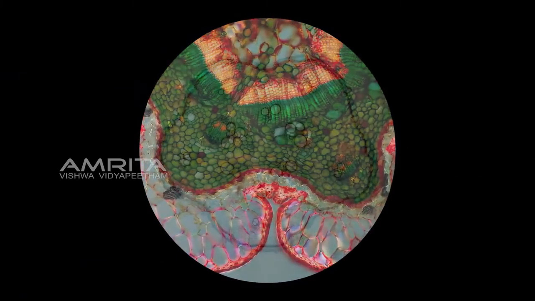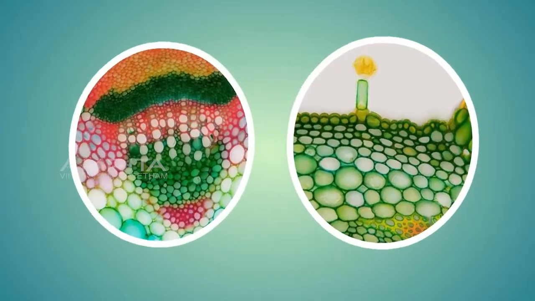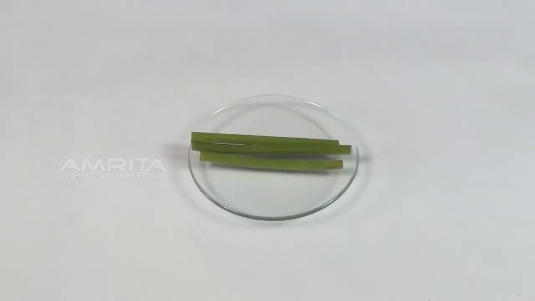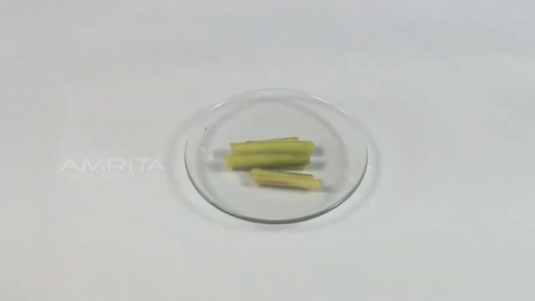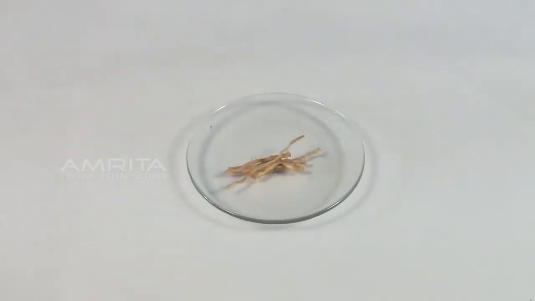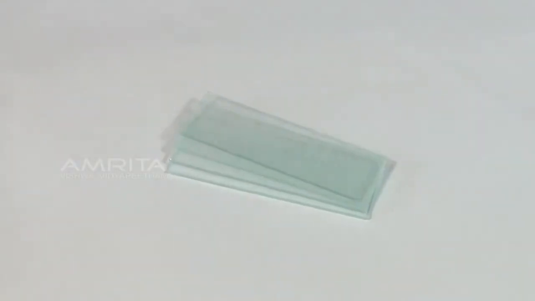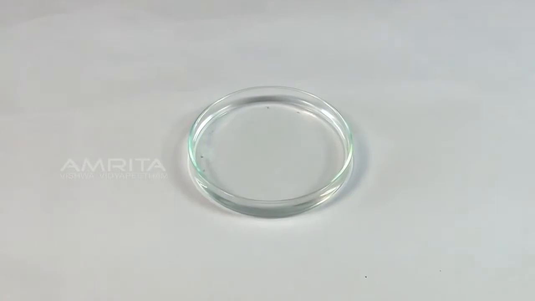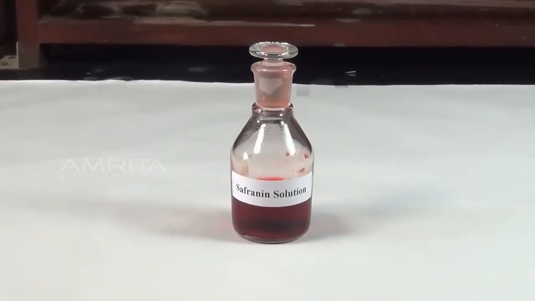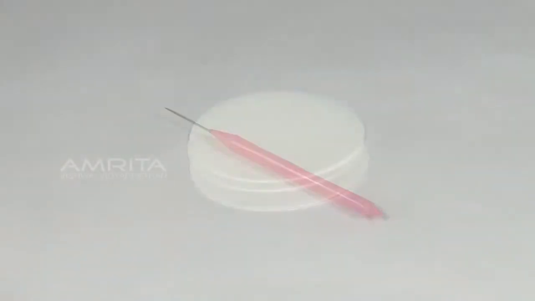To examine the tissues clearly, it is desirable to stain the section with suitable stains, as different stains color the tissues differently. Materials required: fresh material of sunflower stem, maize stem, sunflower root, maize root, new blade, compound microscope, slides, cover slips, petri dish containing water, saffron in solution, glycerine, brush, needle, filter paper, dropper.